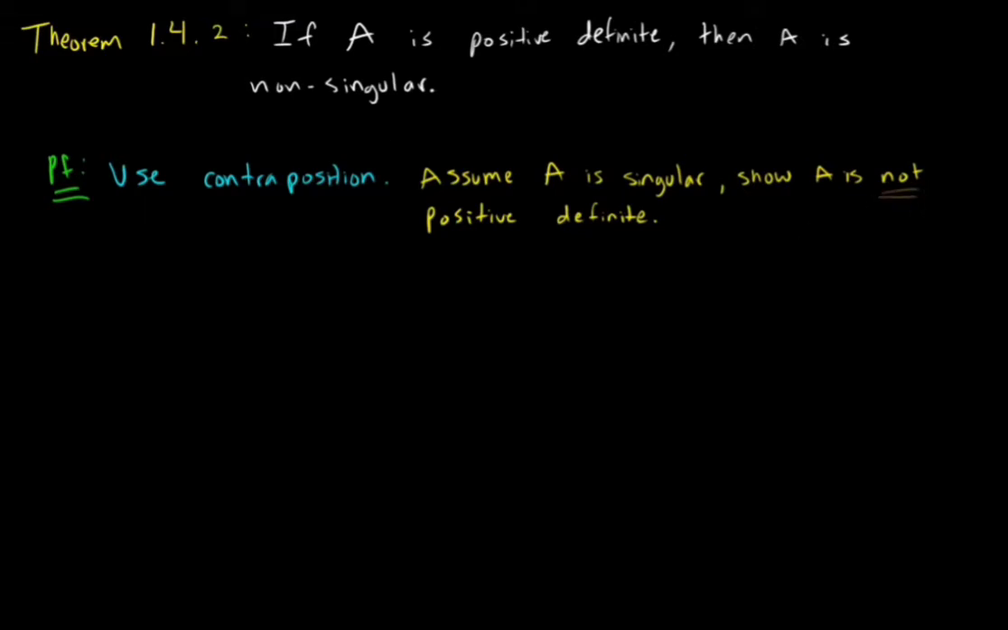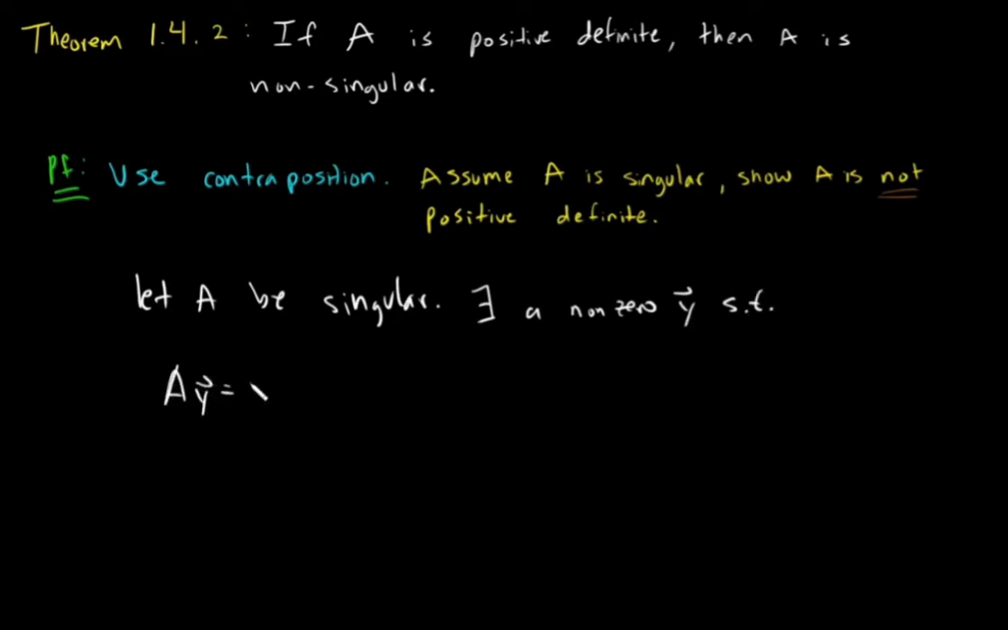So let's start off our proof by assuming that A is singular. Let A be a singular matrix. Then by definition, there exists a non-zero y vector such that A times y will give you 0.